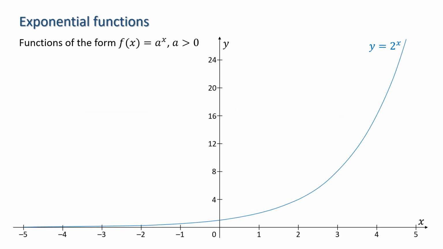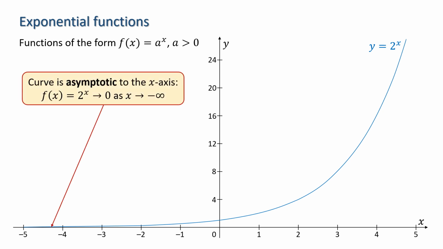We can also see that for negative x, as x decreases, the function tends to 0. However, it always has a positive value, i.e. it never reaches 0. We say the curve is asymptotic to the x-axis, or equivalently, that the x-axis is an asymptote. The last thing to note is that the curve crosses the y-axis at y equals 1, which just follows from the fact that 2 to the power of 0 is 1.